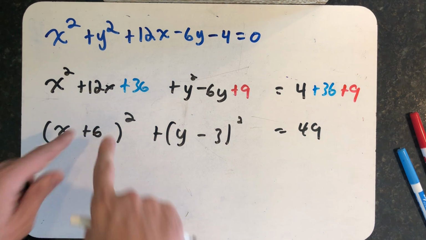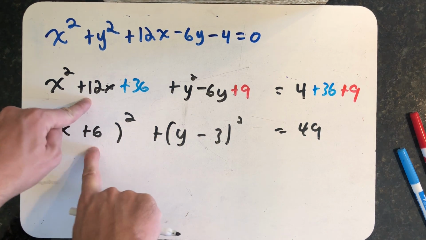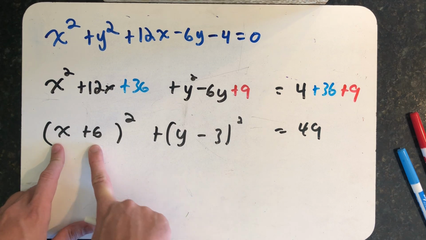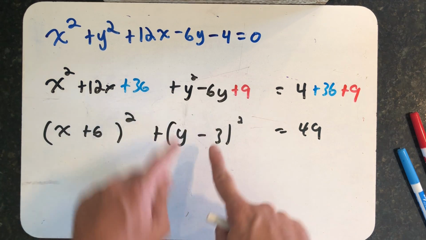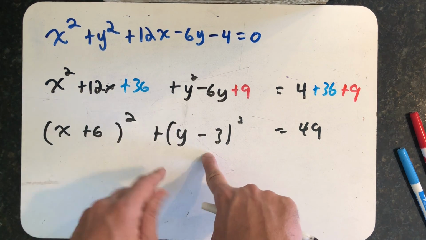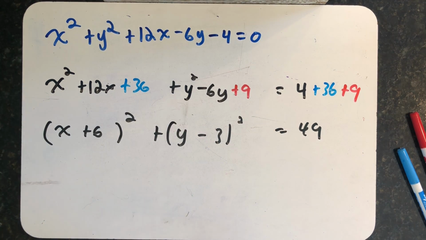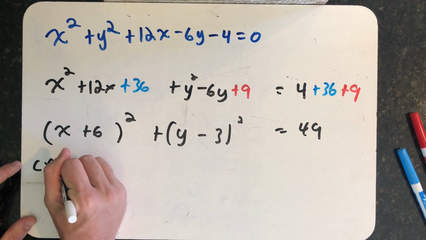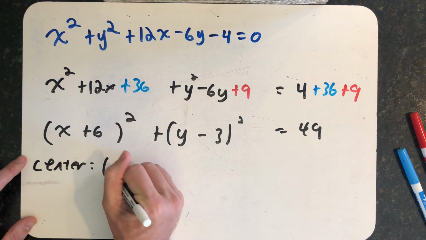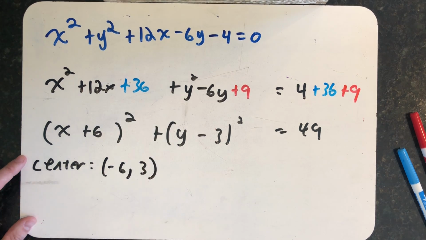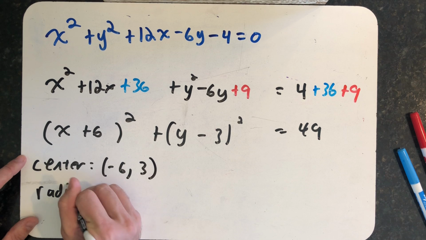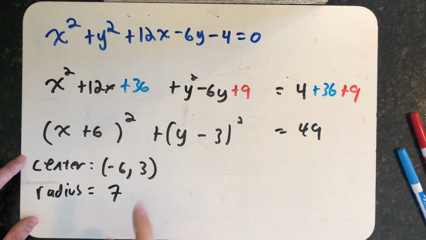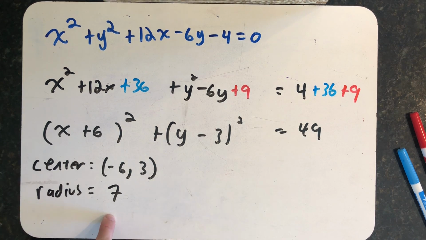And if you think back, I divided this middle term by 2, and I got +6, and I literally see x plus 6 when I factor this. When I divide this middle term, I got -3, and that's what I see here when I factor that perfect square trinomial. I now know the center of my circle is at the point -6, 3. And I know the radius is the square root of 49, so 7. So I need to plot the point -6, 3, and then draw a circle 7 units away from it.